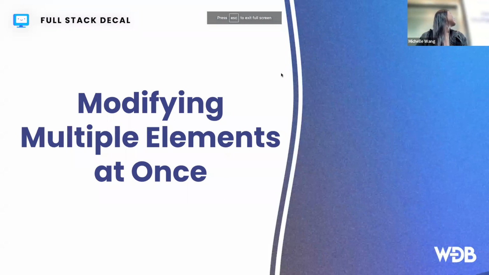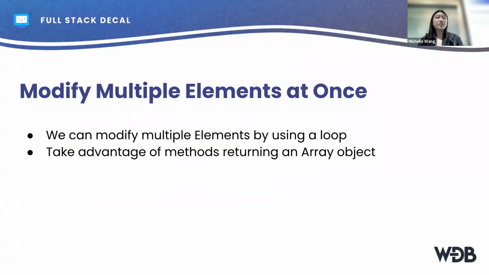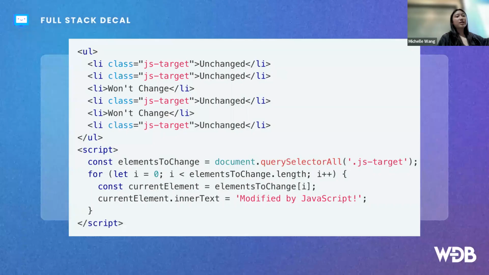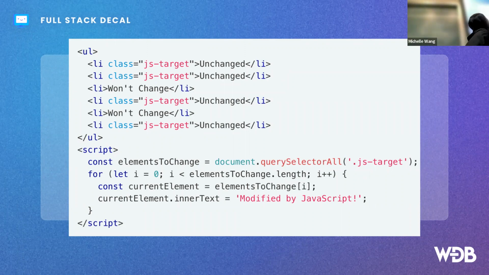So as I mentioned before, we can modify multiple elements at once. We can modify them using a loop and taking advantage of the methods that return arrays. In this example, it's just an unordered list that has a bunch of list items that all have the class JS target. Inside the JavaScript, we're creating an array of all the elements that have the class name JS target.